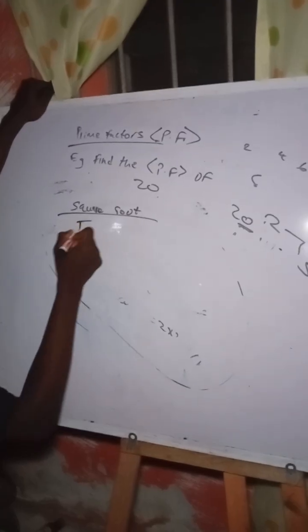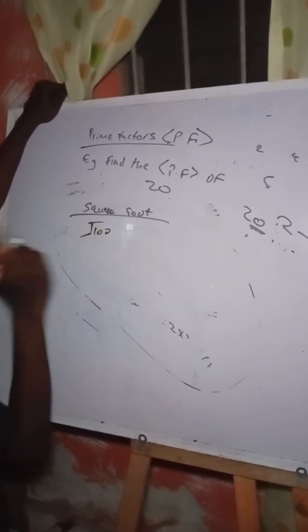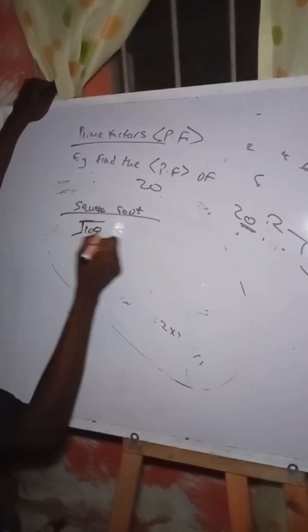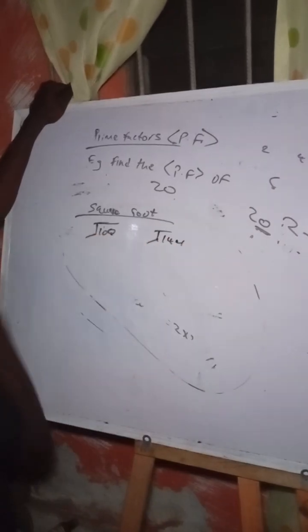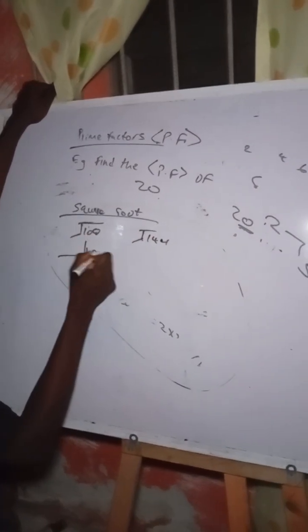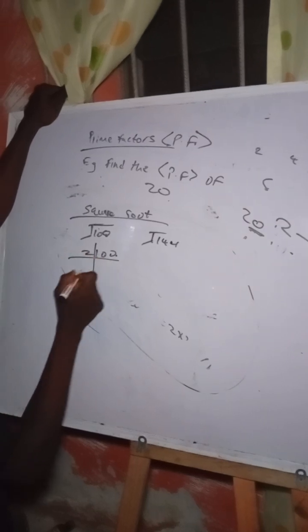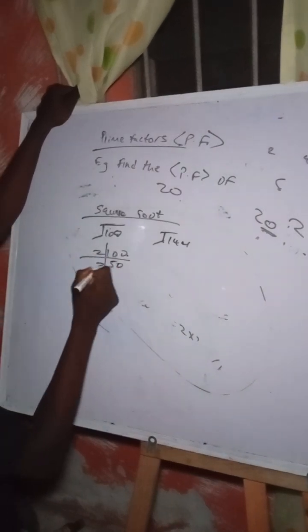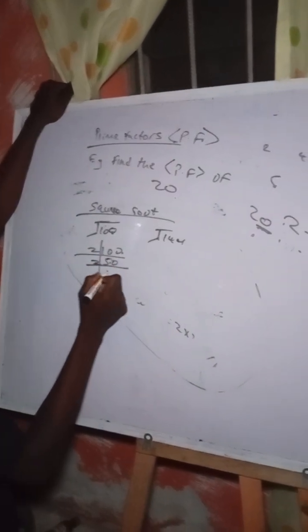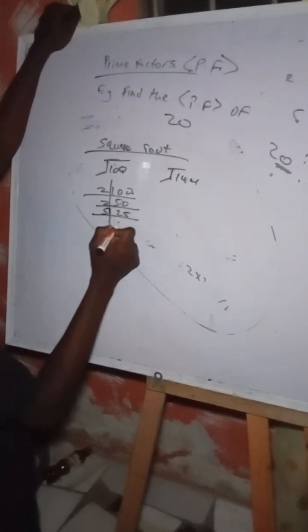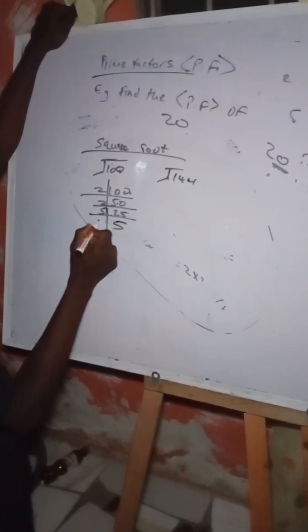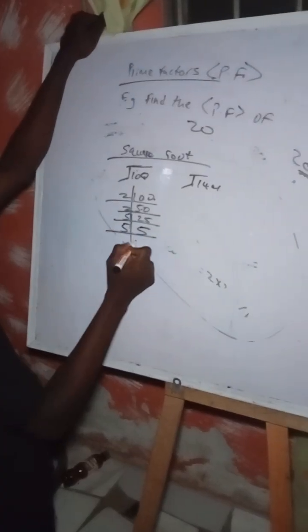Square root. This is the sign of square root. I'll explain very soon what square root means. Write this: square root of 100, square root of 144. 100. What can go in 100? 2. 2 in 100 gives 50. What can go in 50? 2. 2 in 50 gives 25. What can go in 25? 5. 5 in 25 gives 5. What can go in 5? 5. 5 in 5, 1.